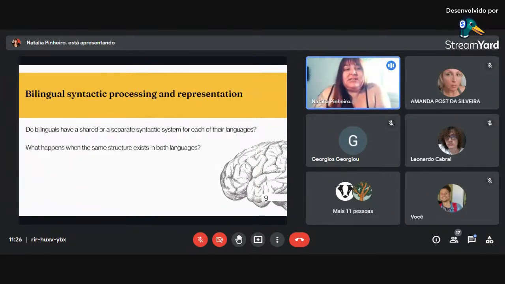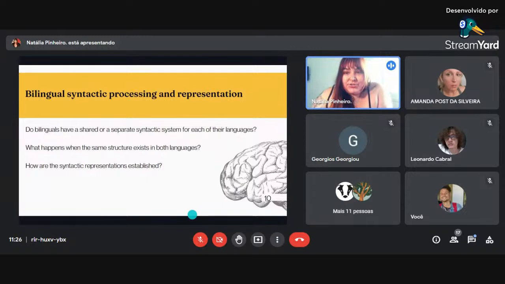Another question is, what happens when the same structure exists in both languages? For example, the passive voice exists in both Brazilian Portuguese and English. So would Brazilian Portuguese English bilinguals have only one representation for the passive, not specified for language, or two? And finally, how are the syntactic representations established? What are the steps that a bilingual goes through when they are learning a second language and constructing this syntactic system? Our study tried to answer some of those questions.